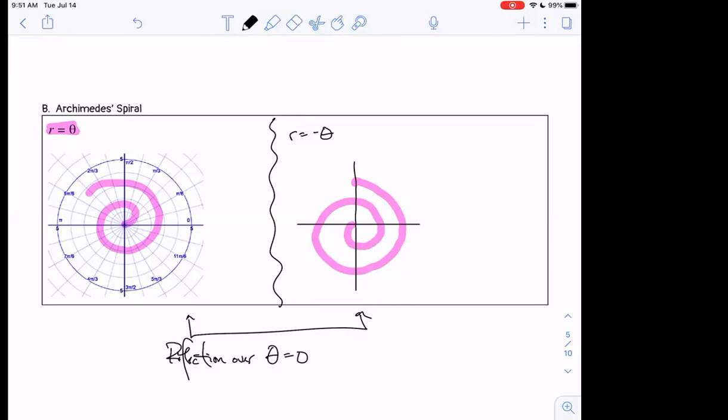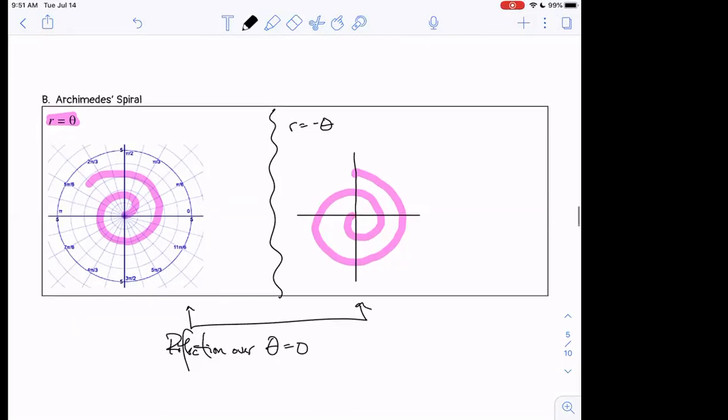put a number in front of theta, or what happens if you make it negative and you put a really big number or a really small number. Those are all things that you can play around with on your own time. But I did want to highlight that this is a common kind of polar shape.